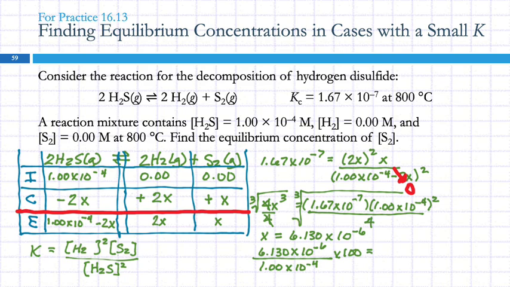Getting the same number. 0.3%. Is that 5 or less? No, it isn't. The approximation is not valid. We do need to use the solver.